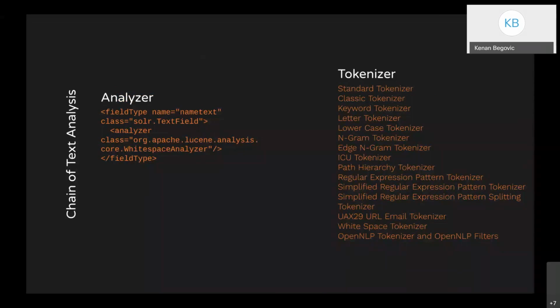Next components of Apache Solr application layer that we will talk about are analyzer and tokenizer. So analyzer can be summarized in this piece of code that you can see on your screens. Basically, an analyzer class is specified to instruct Solr what type of analyzer to use. So the analyzer is specified as a child of this field type.